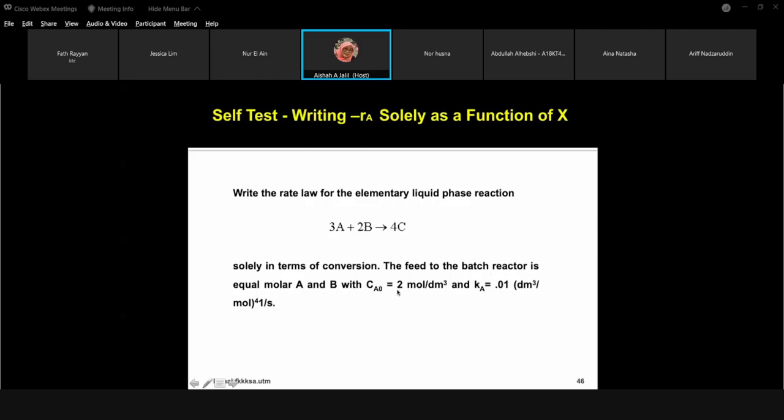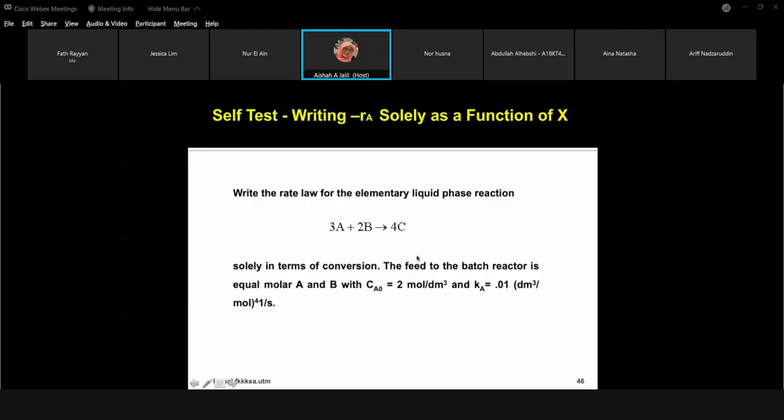This is a very kind question, okay? They give you the CA naught value, and then Ka equal this one, okay? So write the rate law for the elementary liquid phase reaction. What is the rate law? This is an elementary reaction. What is the rate law? Negative RA is equal to K CA power of 3, CB power of 2. Okay, CB power of 2.